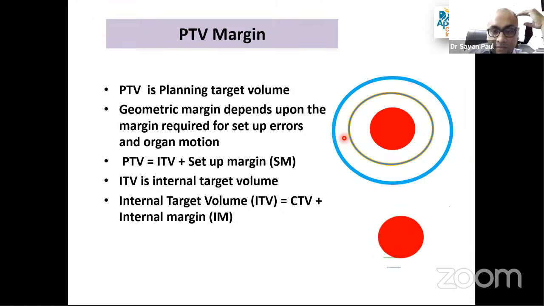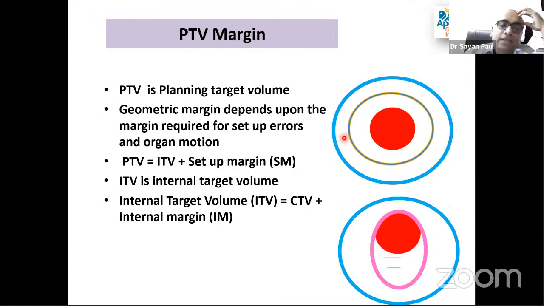Or when the target moves, we give a margin called the internal target volume margin that encompasses the entire range of movement of the GTV, and then we give a setup margin, which is the PTV.